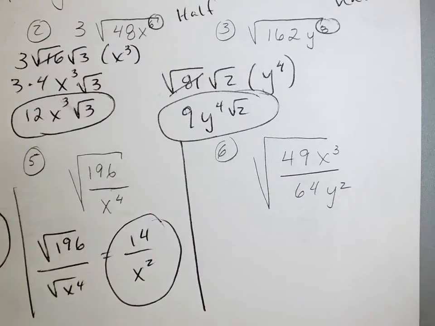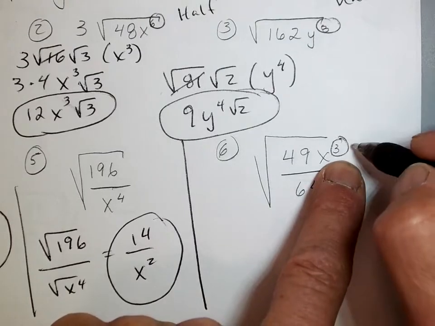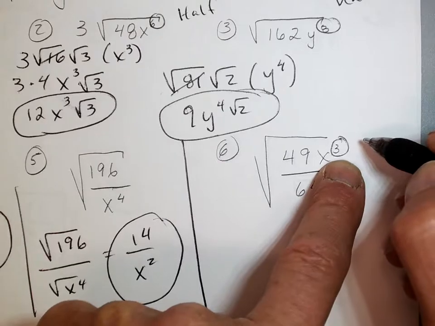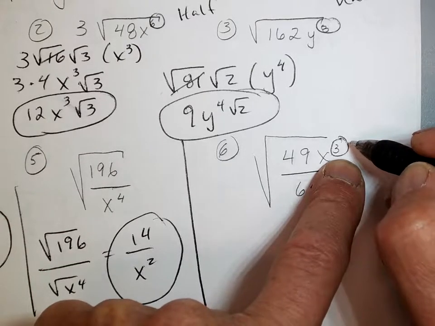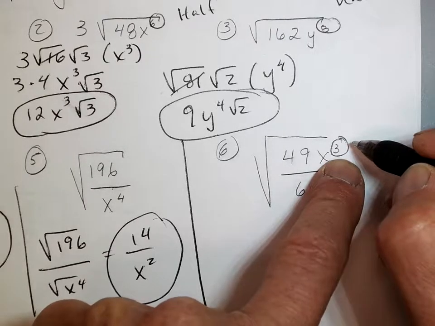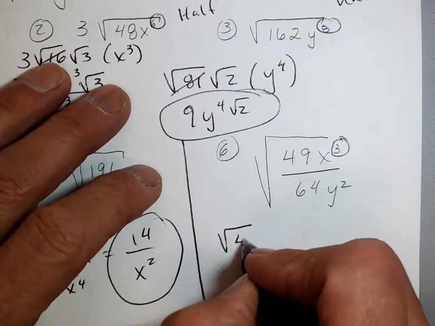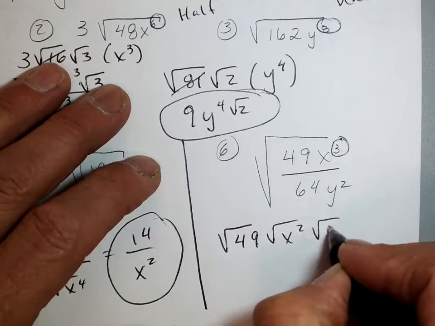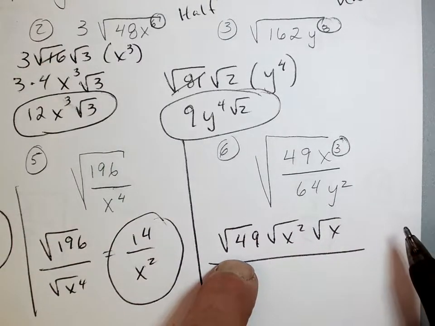6. The only thing I have to be careful about is this right here. Before I even do anything, you can't take half of this. So listen carefully, I'm going to rewrite it and make it an even number. I'm going to make it x squared and x, because then I could take half of it. So I'm going to go square root of 49, square root of x squared, with a square root of x, okay?